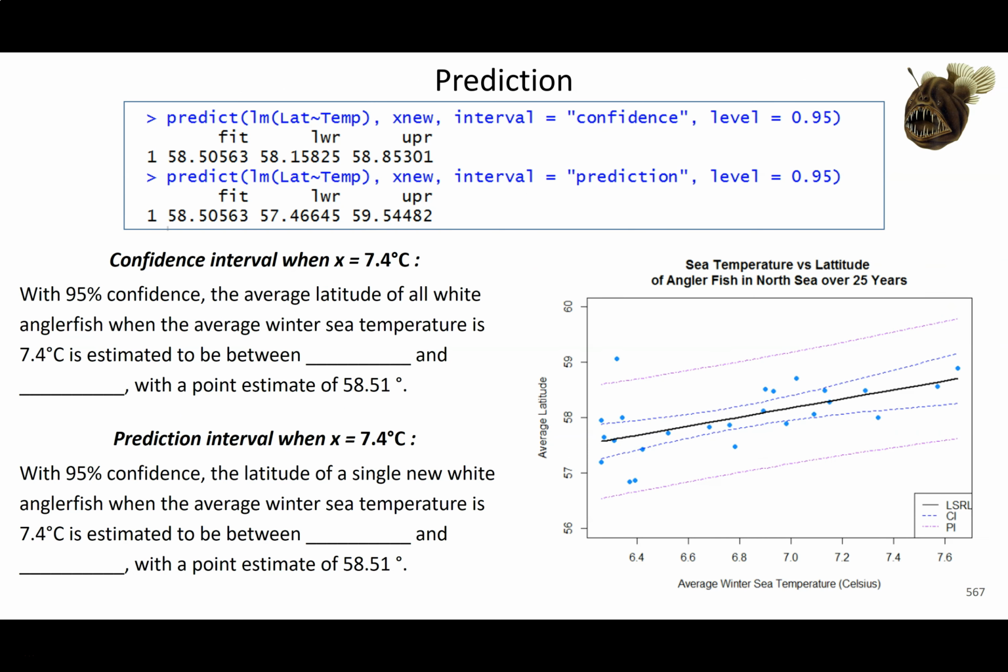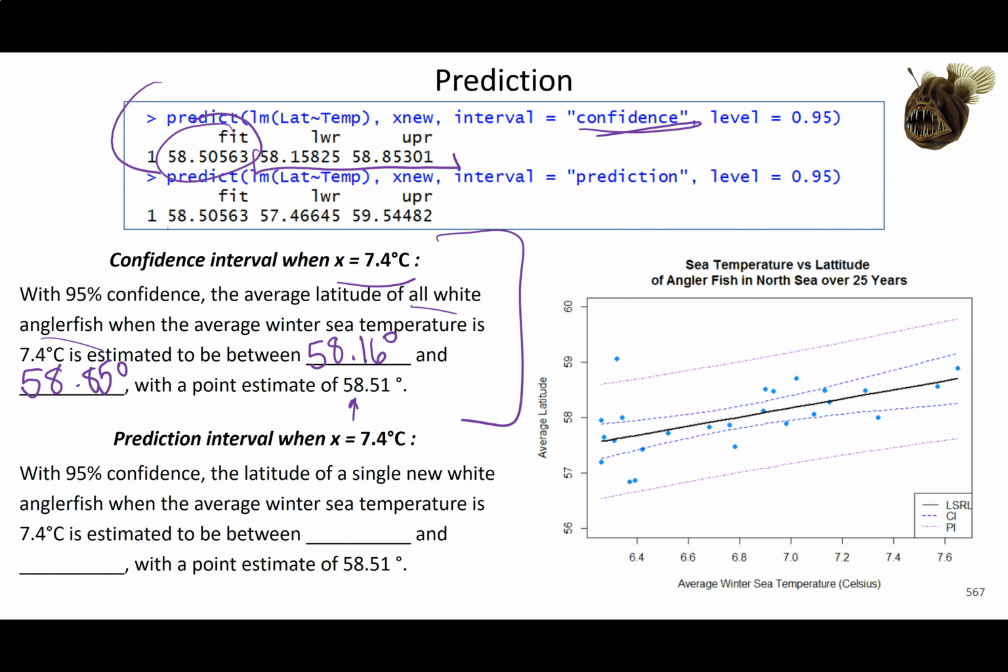So prediction. Remember, this is when I say, okay, I want to predict when sea temperature is 7.4 degrees Celsius, the confidence interval for the latitude, so the average latitude of all white anglerfish. So this is a confidence interval for when x is equal to 7.4 degrees Celsius. It's estimated to be between 58.16 degrees, because latitude's in degrees, as far as I know, and 58.85 degrees, with a point estimate of 58.51. That's what this fitted value is, that's our point estimate. Our point estimate is going to be the same for the prediction interval when we're still using x equal to 7.4.